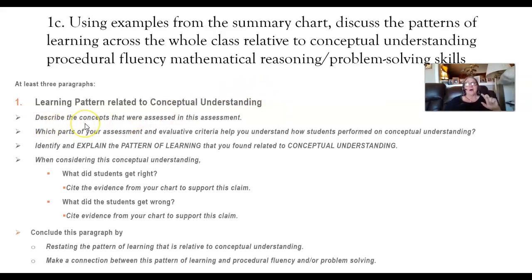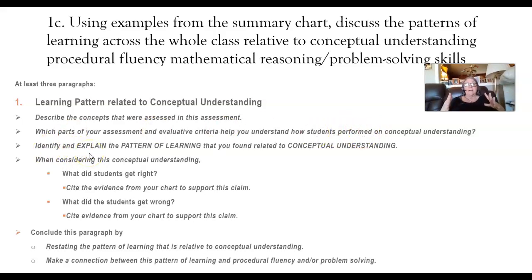So describe the concepts. First of all, describe what concepts were assessed in your formative assessment. And make sure you've told what parts of your assessment and the evaluative criteria helped you understand how the students performed on the concept.